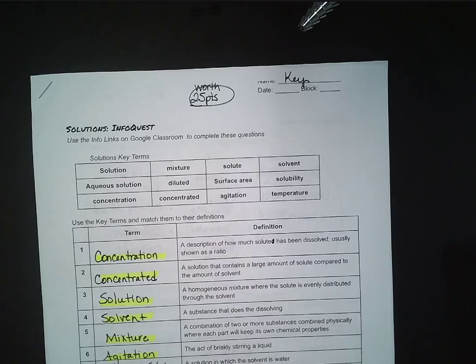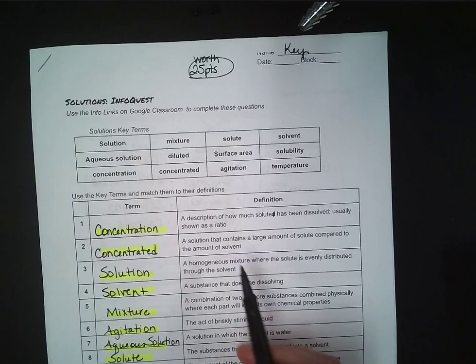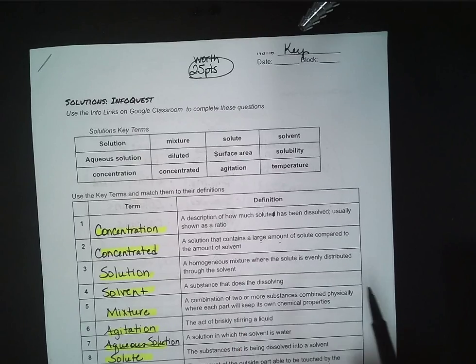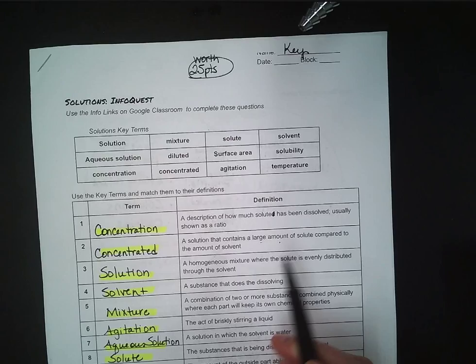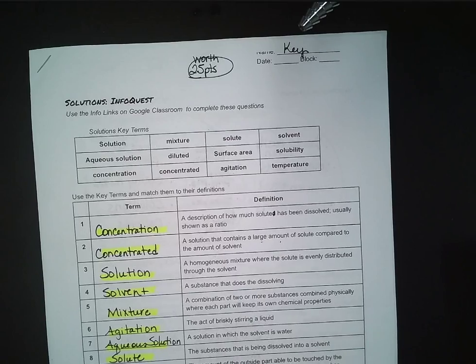The second thing is concentrated, and that's kind of what we just talked about, a solution that contains a large amount of solute compared to the solvent. So again, if I added a bunch of sugar to it, it would be very concentrated. Just like if I were mixing paint and I add a lot of dye to that paint, if I was making purple paint and I added a lot of purple dye, it would be very concentrated, a really, really deep purple. But if I added a little bit of purple dye, then my paint would be diluted. It wouldn't be very concentrated.